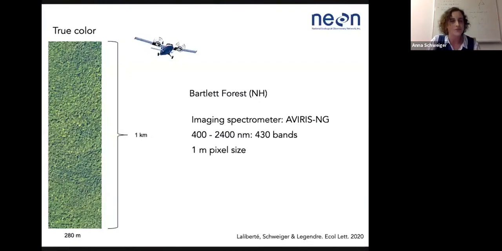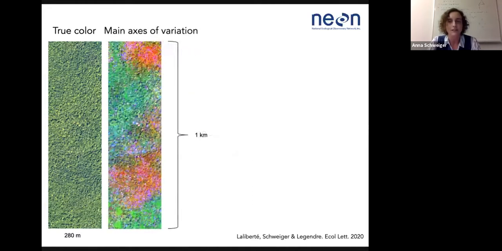All right, so to develop this approach, we used imaging spectroscopy data acquired by NEON, the National Ecological Observatory Network, that is freely available. Here you can see one flight line acquired over Bartlett Forest by AVIRIS. Next to it is a false color image of the same region showing the three main axes of spectral variation. We used principal components here just to illustrate the richness of the data sets in terms of variation that is captured. So this is our regional scale.